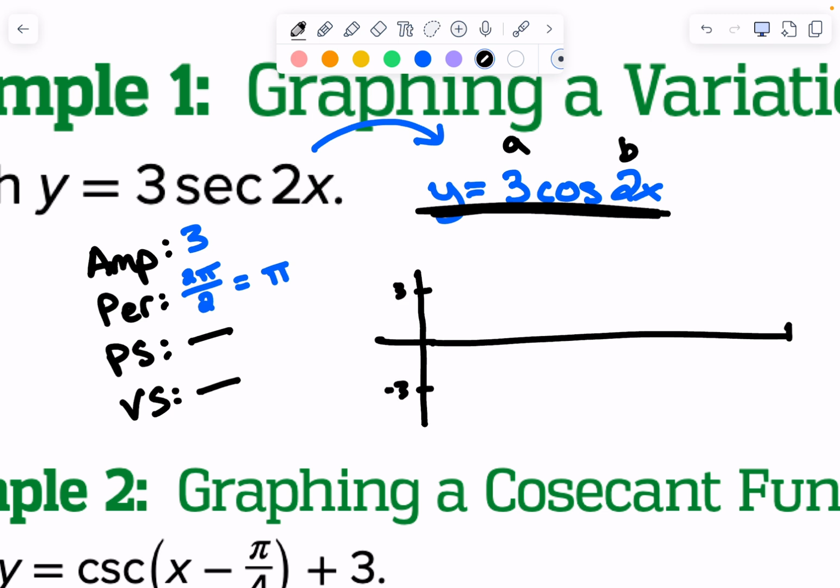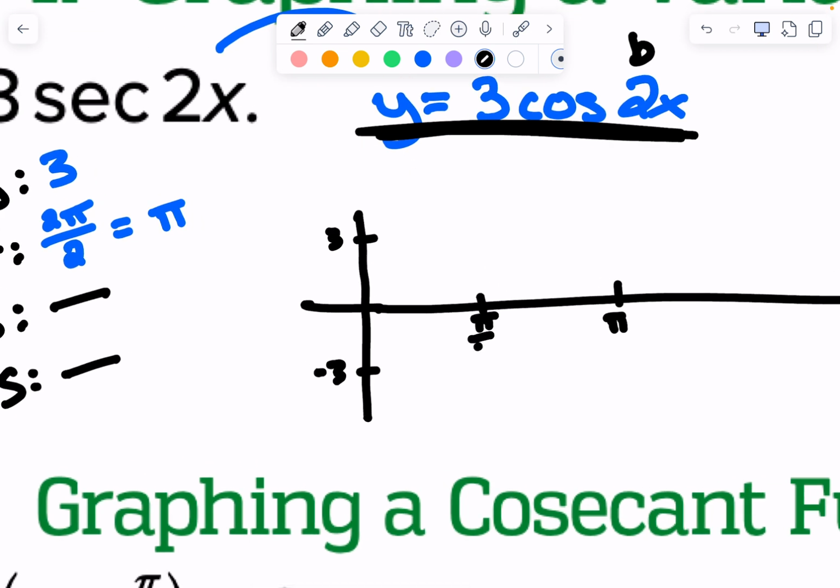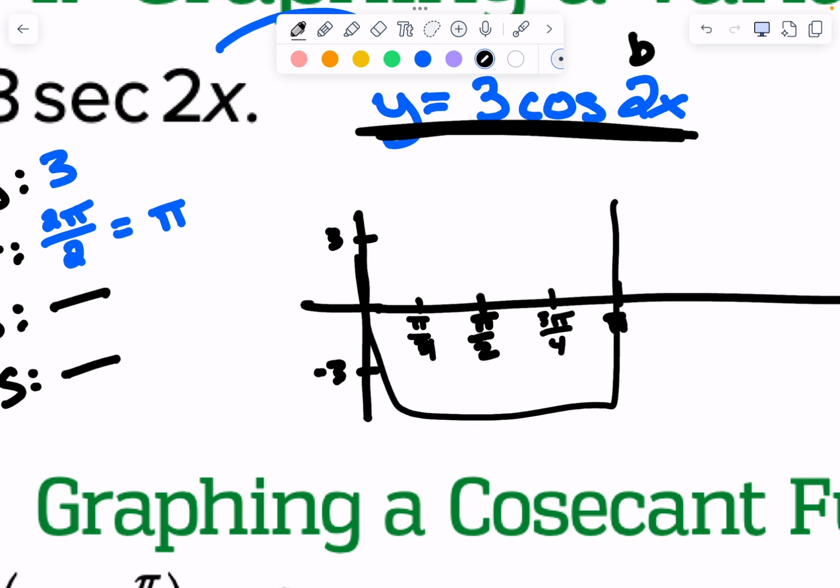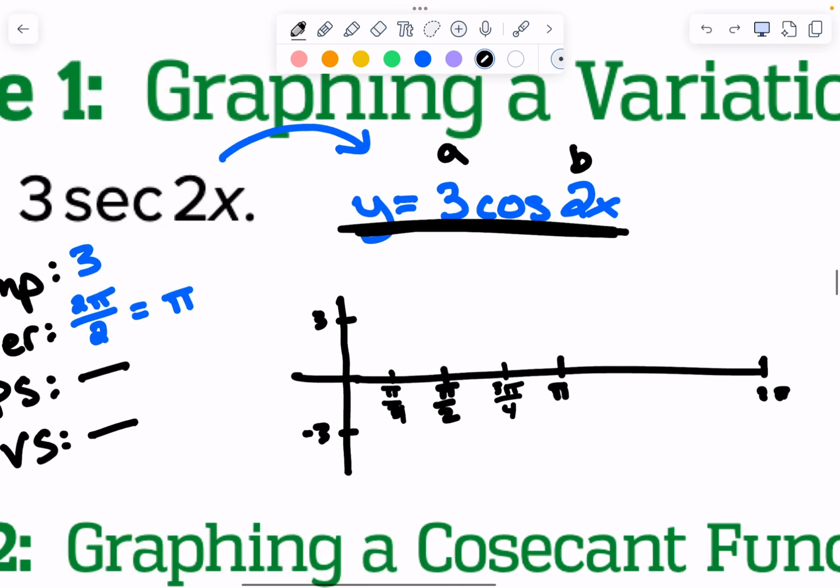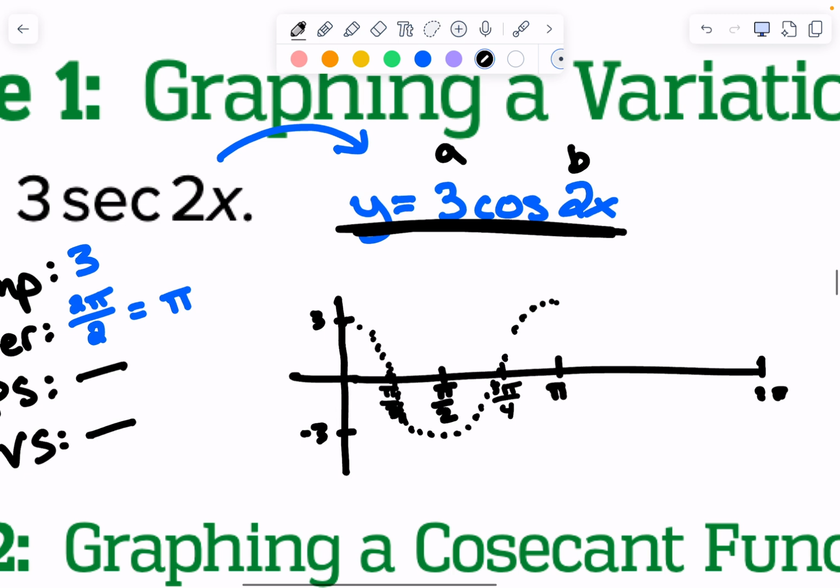Instead of him going to 2 pi, he's only going to pi. What's halfway in between 0 and pi? Pi over 2. The little guys are pi over 4 and 3 pi over 4. Cosine is going to live right here, because instead of graphing secant, we graph cosine first. Cosine starts up at 3, and he goes like this, like that.